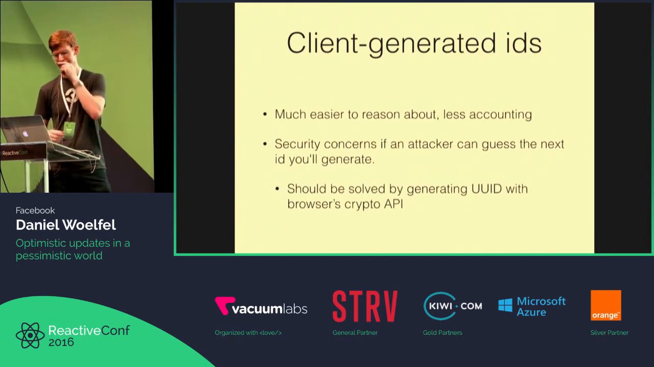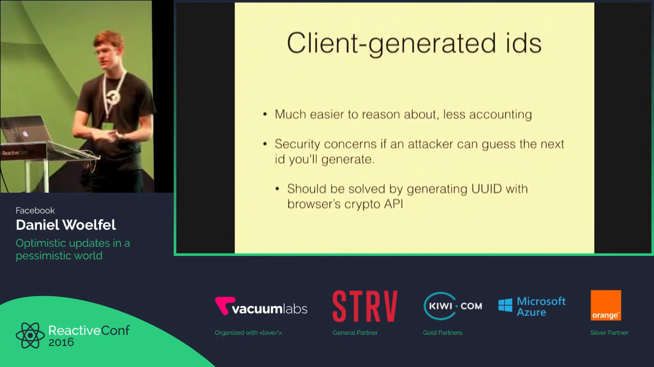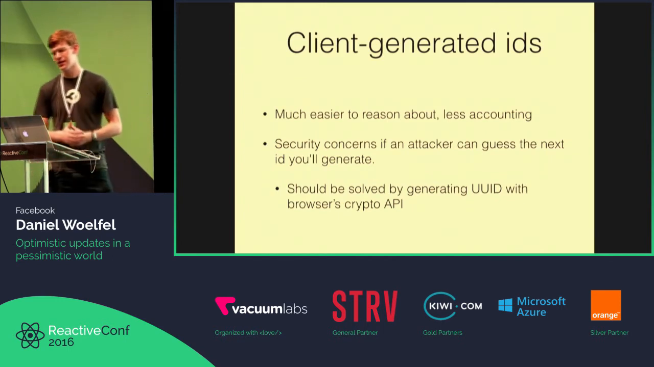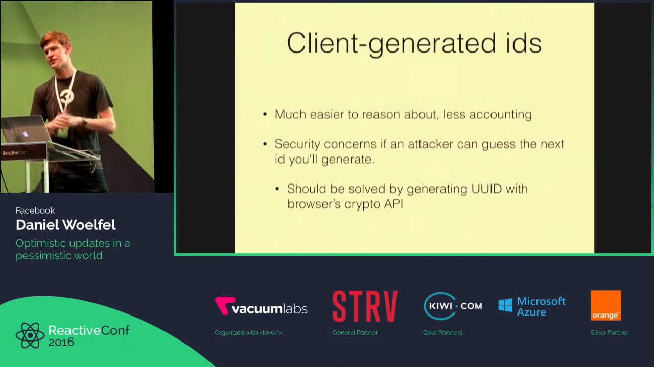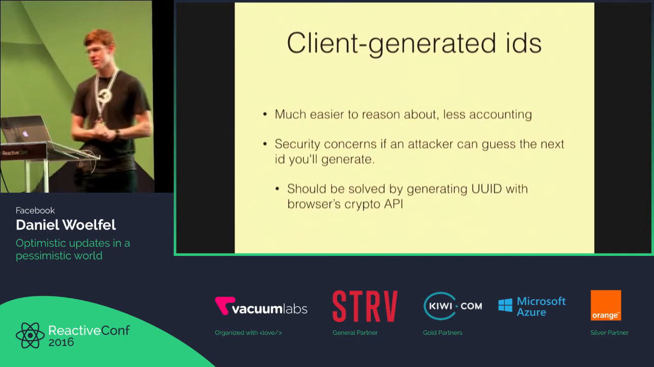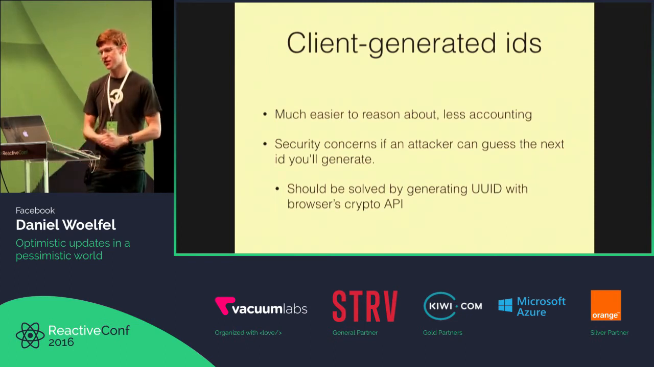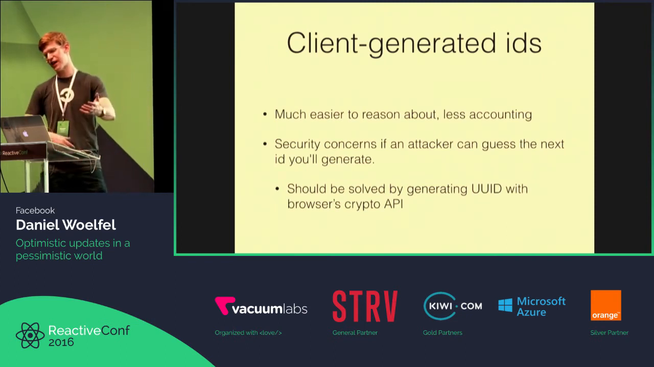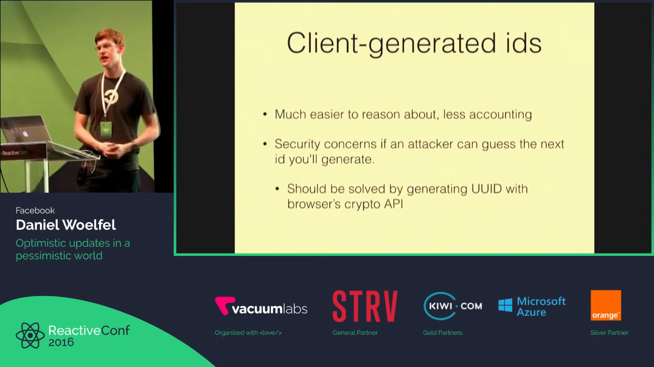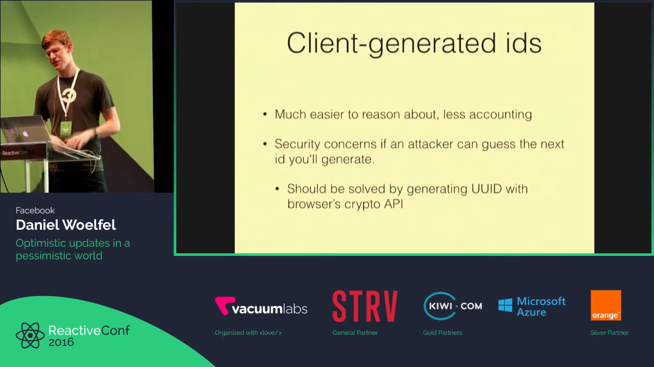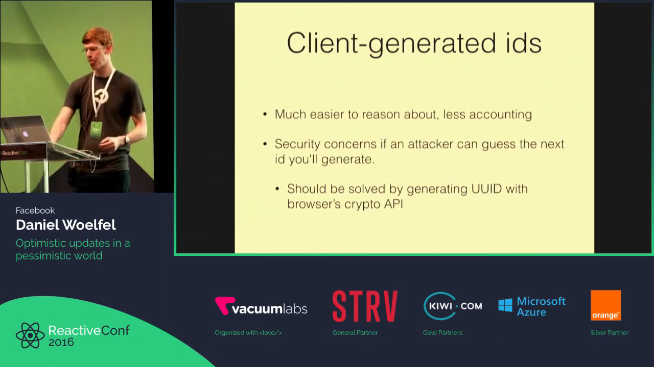The only problem is that if you're using a browser below like IE 11, there's no way to generate secure or good random numbers. And so an attacker can guess your ID, send his own update, overwrite your data, or make you write on his data, steal your update. But it's all solved if you generate random IDs with this crypto API.